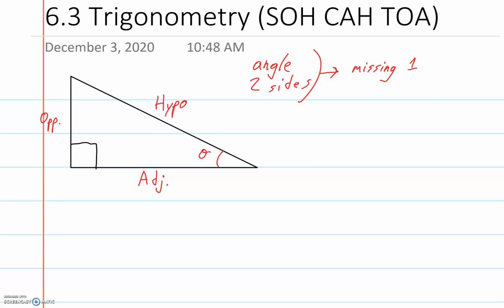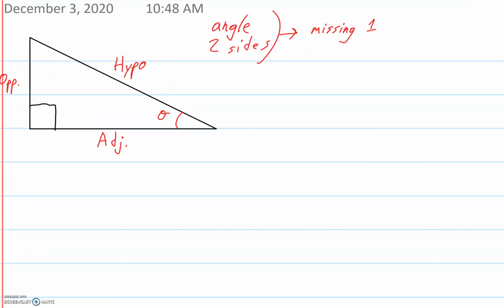All right, so with that said, now we have an idea of what this looks like. And this is key. We have SOH, we have CAH, and we have TOA. Each one of these three parts, SOH CAH TOA, helps us remember what we need for any given function.